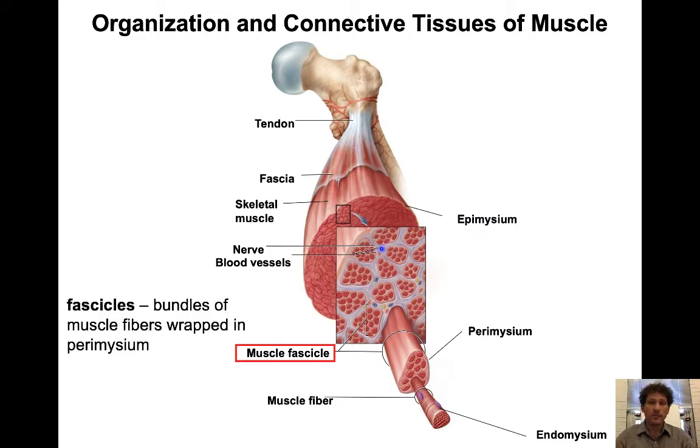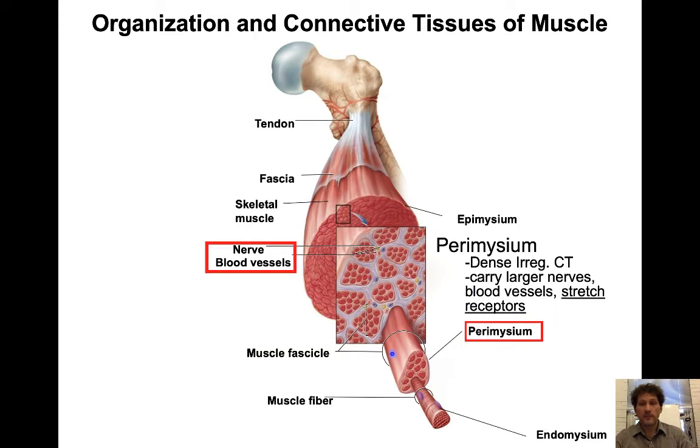So if we look at those fascicles, remember we had fascicles in our nerve where we had those bundles that were separated from each other by connective tissue. And so here we can see that our paramysium is surrounding those fascicles. And so this is, again, dense irregular connective tissue. Remember, it's coming in from that epimysium, and it's going to surround those fascicles.